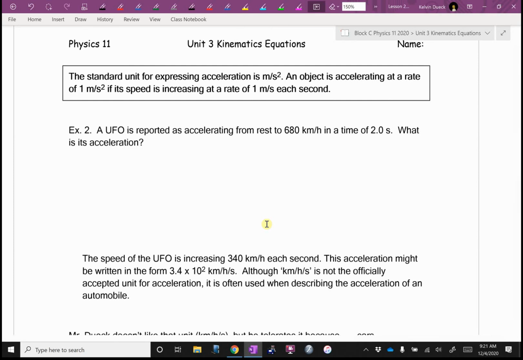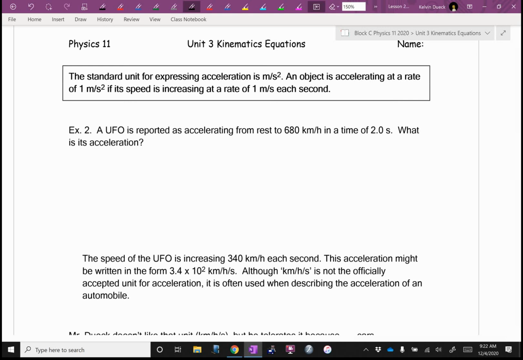The standard unit for expressing acceleration is meters per second squared. So if an object is accelerating at 1 meter per second squared, its speed is increasing in the positive direction by 1 meter per second every second. If they're accelerating at 10 meters per second squared, every second their speed is increasing in the positive direction by 10. 500 meters per second squared, by the way, is a pretty big acceleration. You'll learn later on that 10 meters per second squared is right around 1g. We'll talk about that later on, Monday or Wednesday.